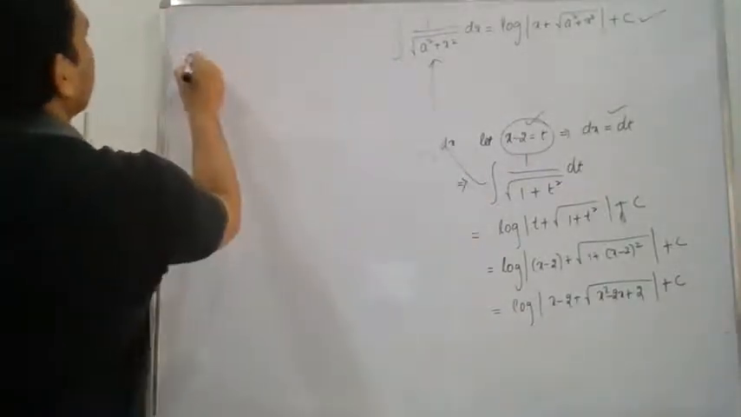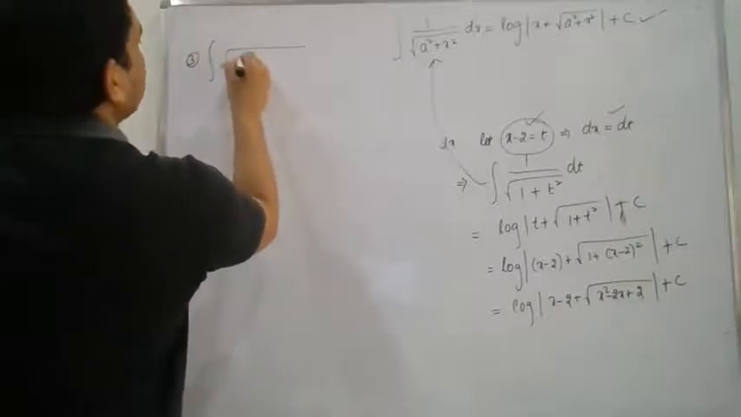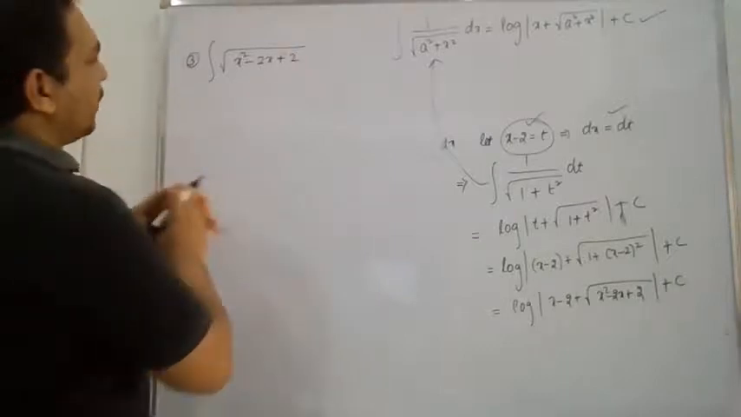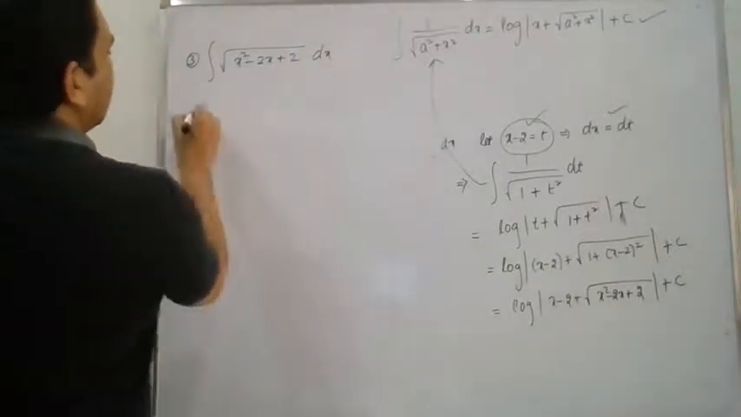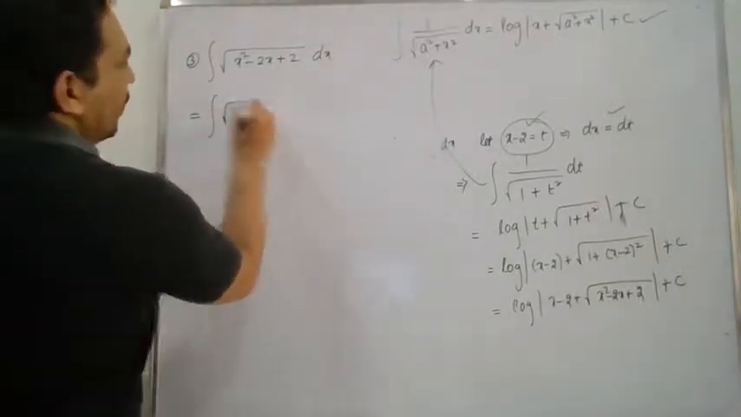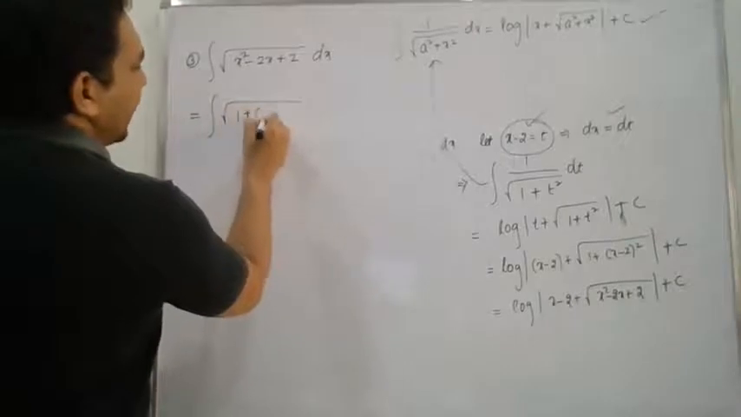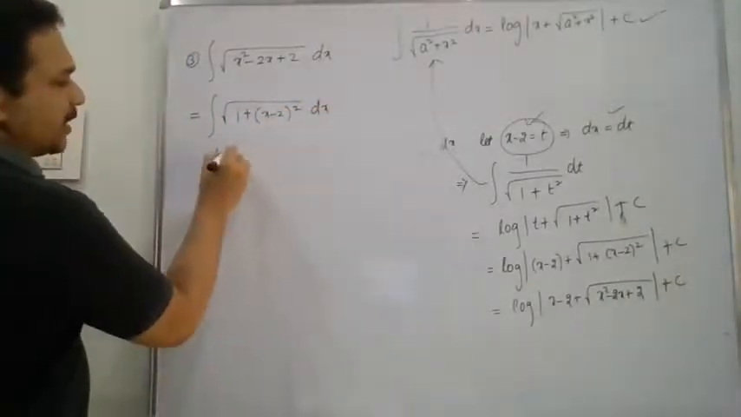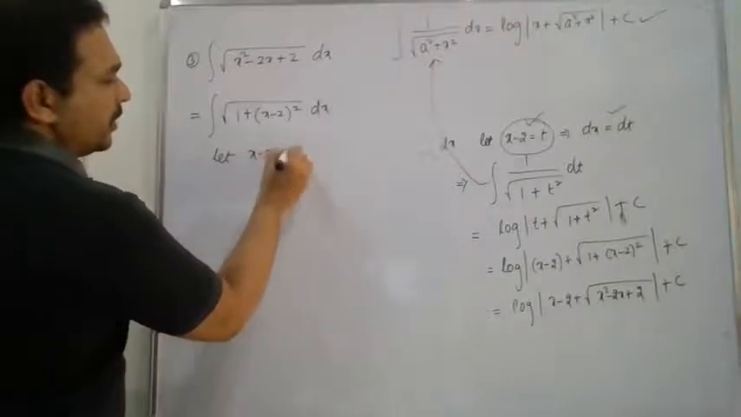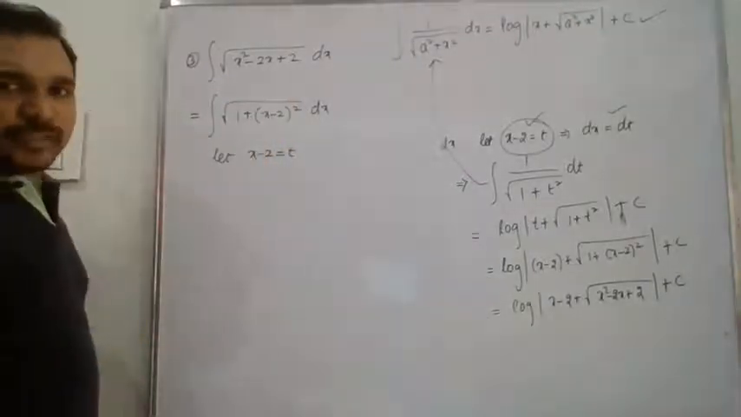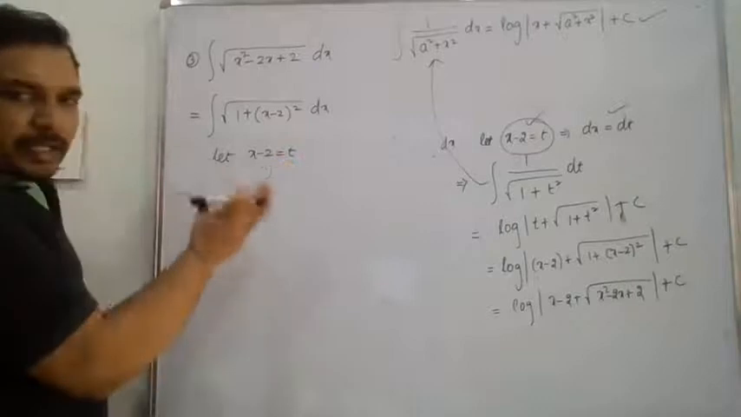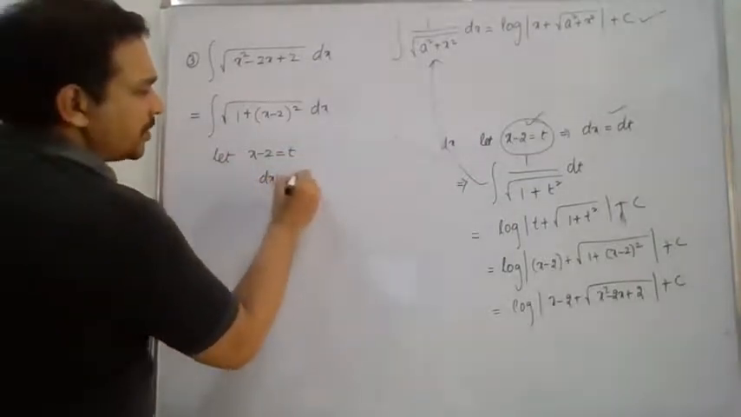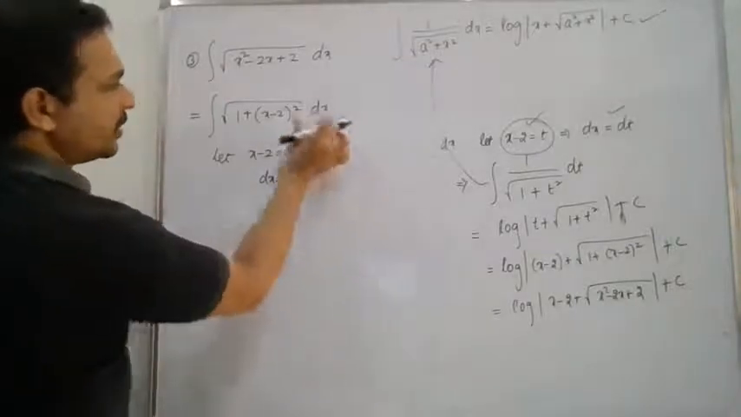Third question is integration of square root of x square minus 2x plus 2. So once again I can write it as a perfect square. So integration of square root of 1 plus x minus 2 whole square dx. Now let substitution is what? x minus 2 is equal to t. Same thing whatever I did for previous questions, I should do here. Till here it is the same only. So differentiation, dx equal to how much? dt.